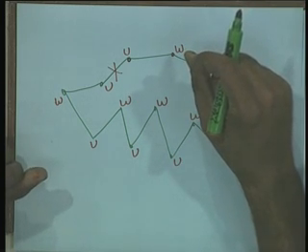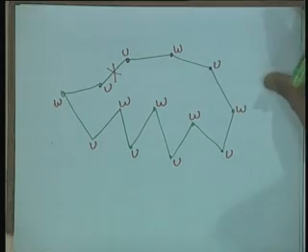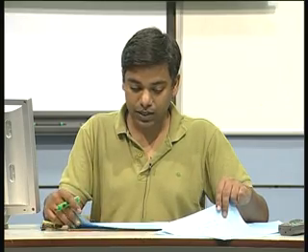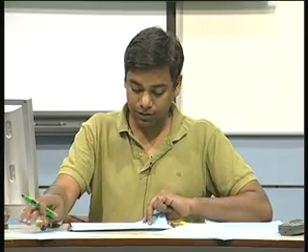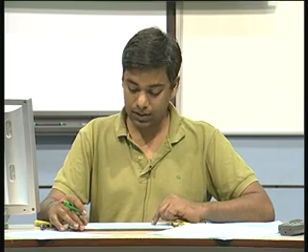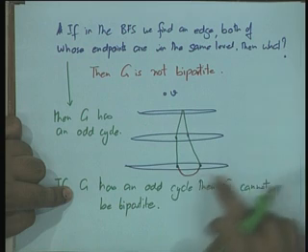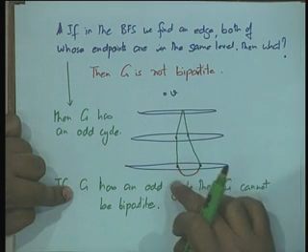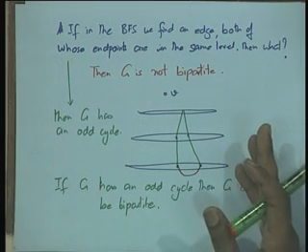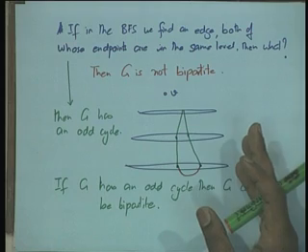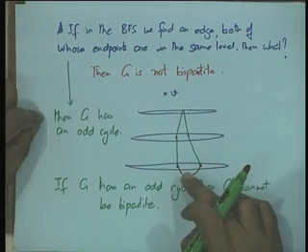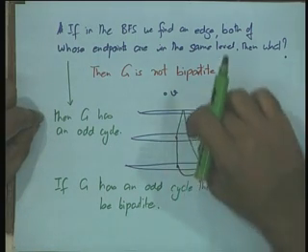Everyone follows this proof, right? So let me show the previous slide once again. If the graph has an odd cycle, then it cannot be bipartite. And if we found an edge both of whose endpoints are in the same level, then we have shown it has an odd cycle. This is the odd cycle in the graph, right? This is a general proof.